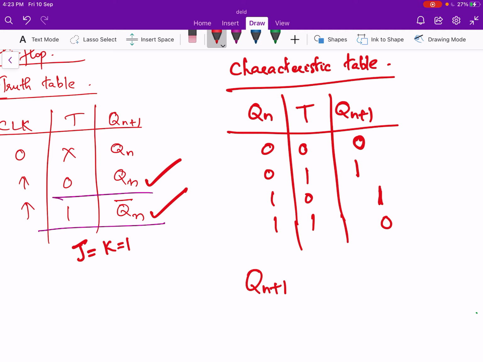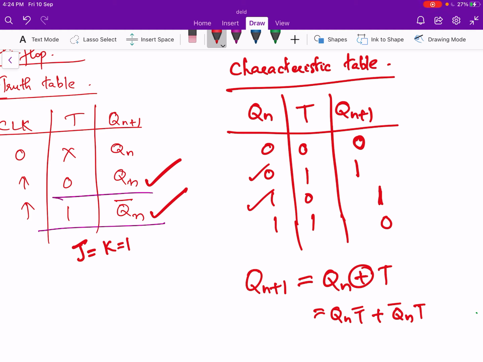That is, we can see that for these two cases, the output is high. That means for odd number of inputs high, the output is high. So this means this can be written as Qn XOR T. So Qn XOR T is Qn T bar or Qn bar T. So that is Qn XOR T. So that is the characteristic equation. So we have written it directly from the characteristic table.